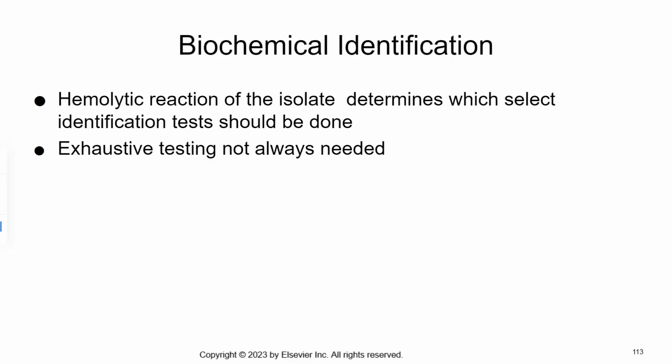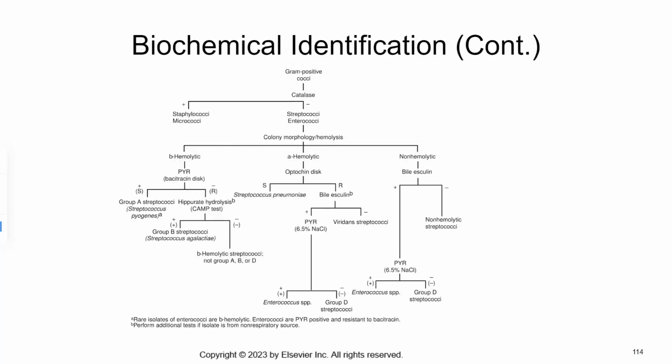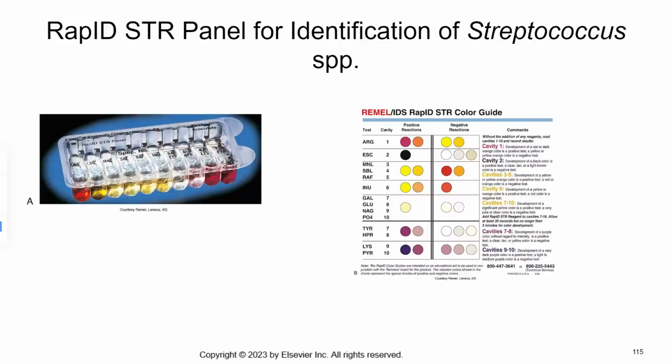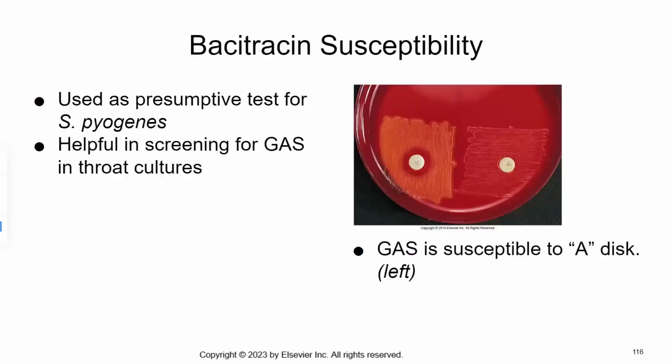Biochemical identification. The hemolytic reaction of the isolate determines which select identification tests should be done. Exhaustive testing is not always needed. So this shows the biochemical identification, another really good flow chart to help you identify and differentiate these various species. This is a rapid strep panel from Remel. It'll change different colors in the presence of different metabolites.